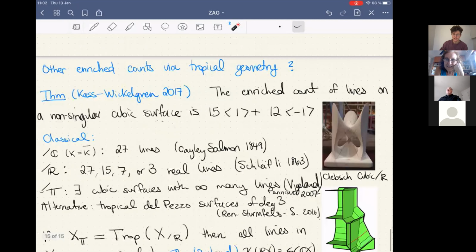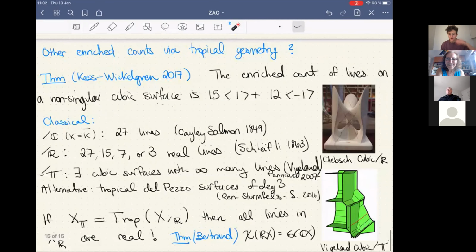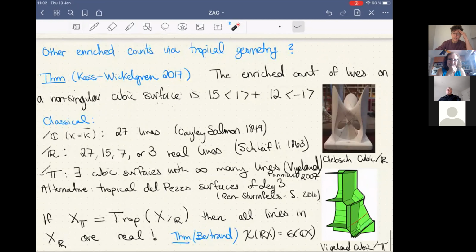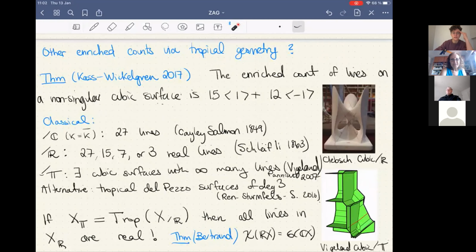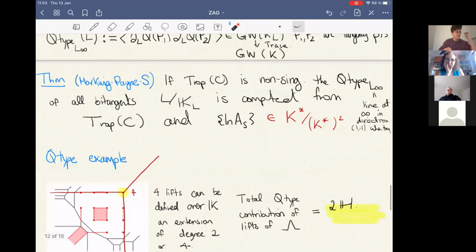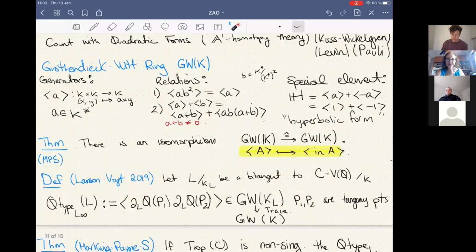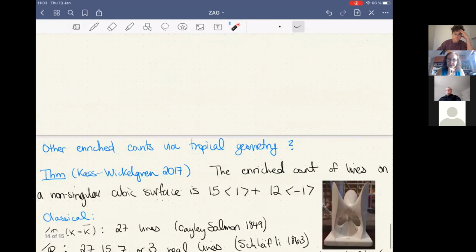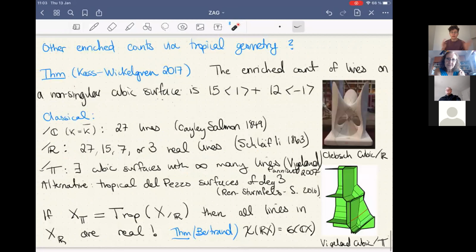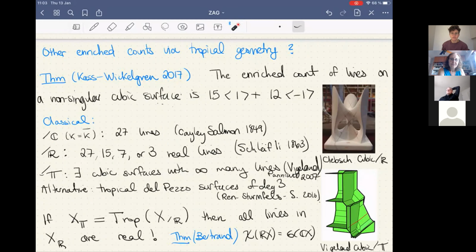I did have this slide prepared, but I skipped it. There are many other problems where this enriched count has actually been carried out. This machine, or theory, of enriched counts is very powerful. What Larson and Vogt do here with this definition is, rather than using the Euler numbers of bundles and things like this, give a very concrete geometric description of what the so-called Q-type contribution for a bitangent should be. Another place where this has been done is for cubic surfaces, but there you actually get an invariant. The case with the Q-type of Larson and Vogt is only sometimes an invariant, when your line at infinity does not touch the curve.